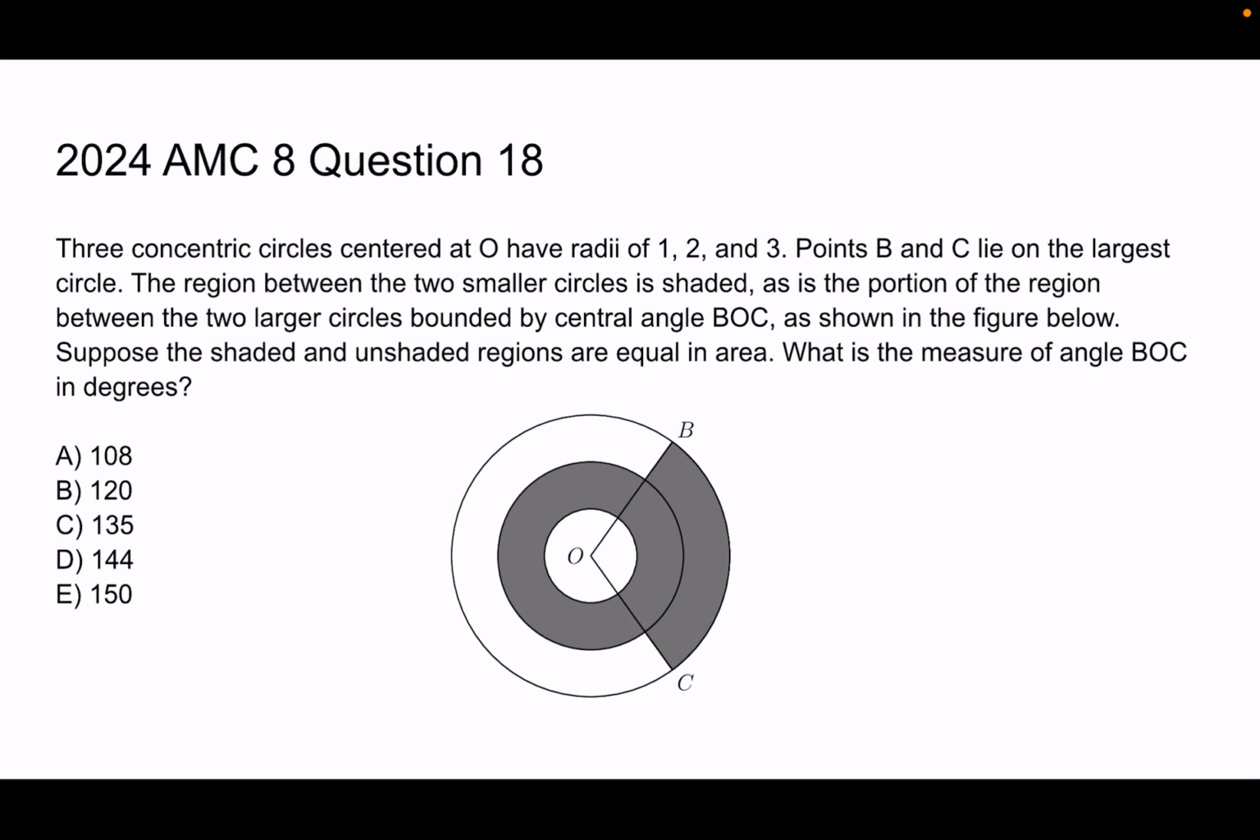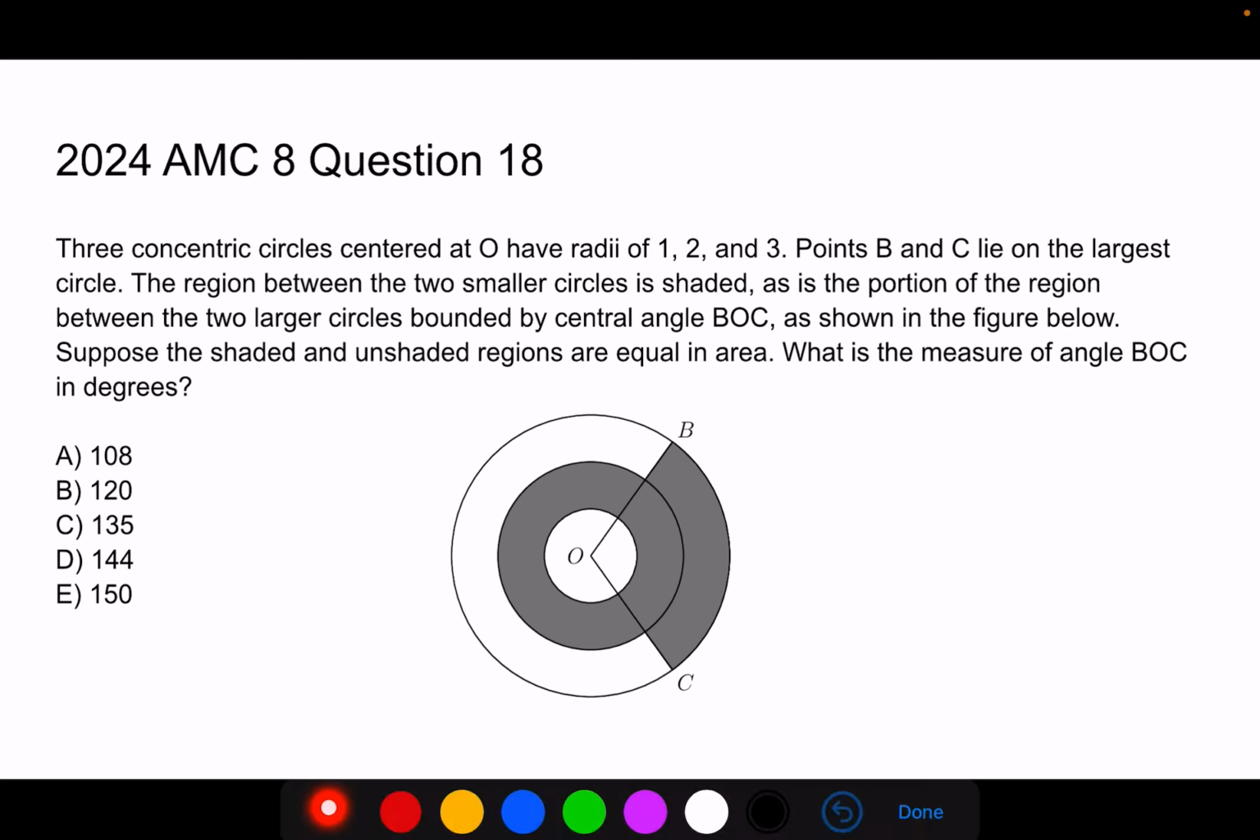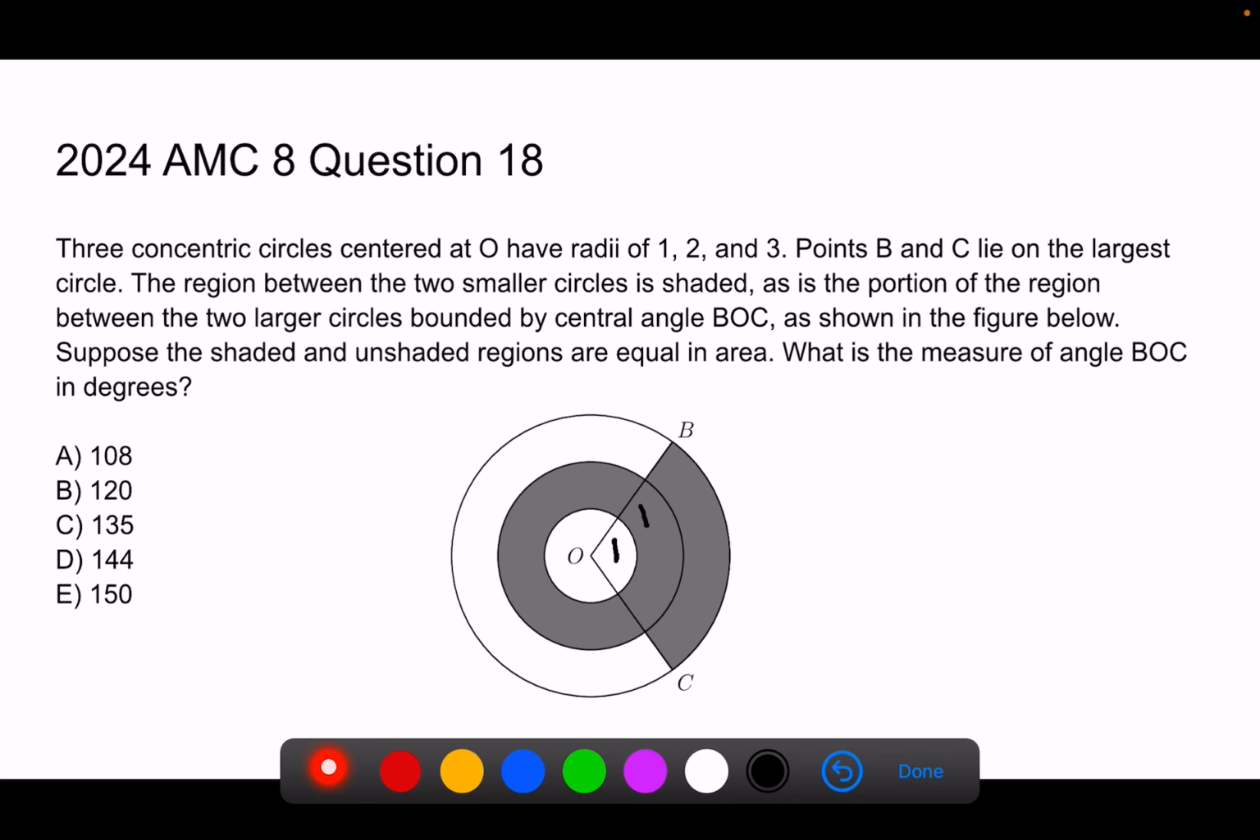Question 18. Three concentric circles centered at O. Concentric means the three circles share the same center, and their radii are 1, 2, and 3. So let's look at the picture in the meantime to write down the key information. This is actually telling me for this OB, each segment is 1. So altogether, 1, 2, 3 are the radii.